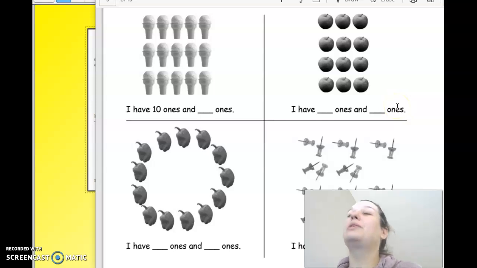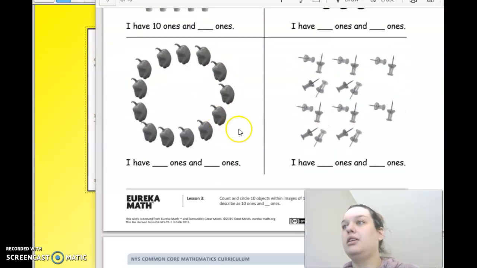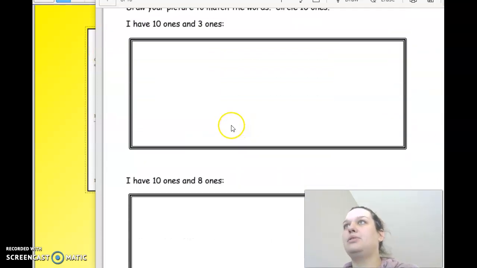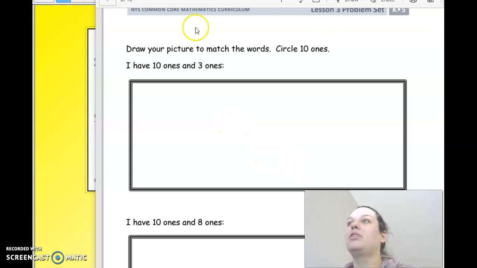Okay, so for today's exit ticket, to show me what you know, you have 2 different options. You can do one sheet if you want, or you can do both sheets. On this sheet, you're going to count things into groups of tens and say, I have 10 ones and blank ones. So your blank is going to be how many are left over. And then, oh, I'm so excited to see this.